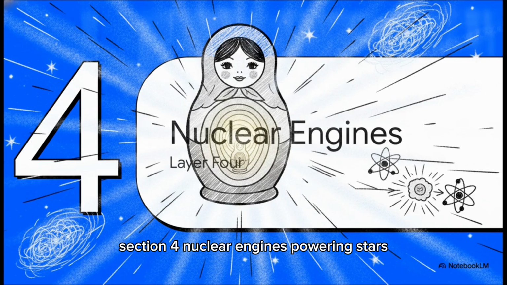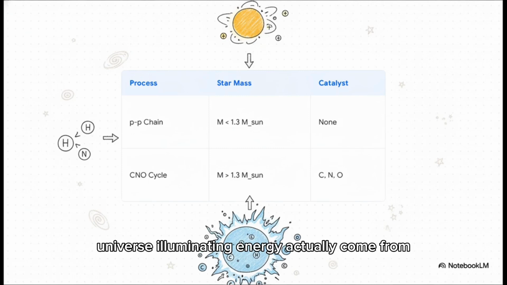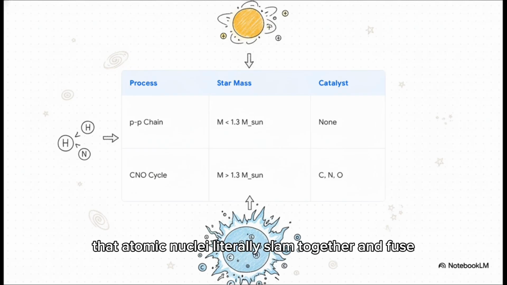Section 4, Nuclear Engines, Powering Stars. We have finally reached the very core of our Russian doll. Where does all this relentless, universe-illuminating energy actually come from? Deep inside a star, the pressure and temperature are so extreme that atomic nuclei literally slam together and fuse.